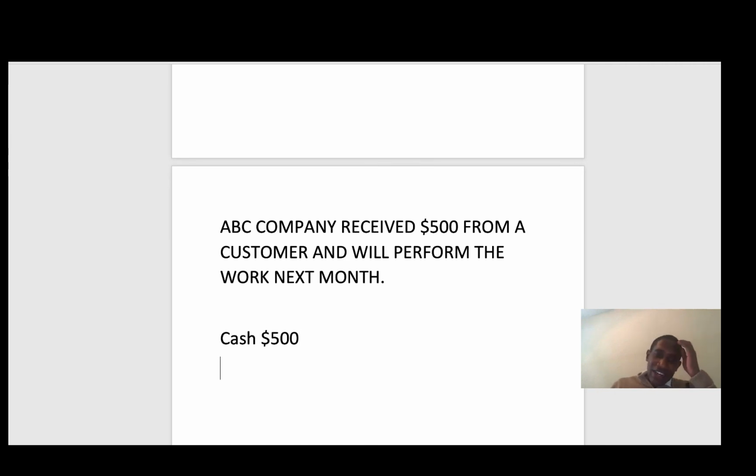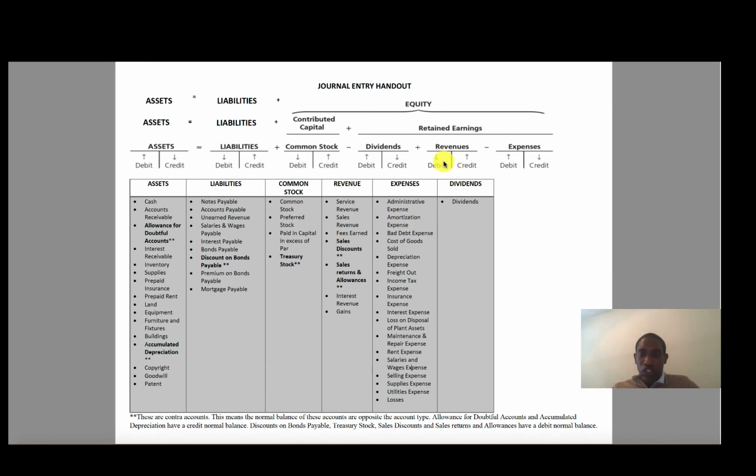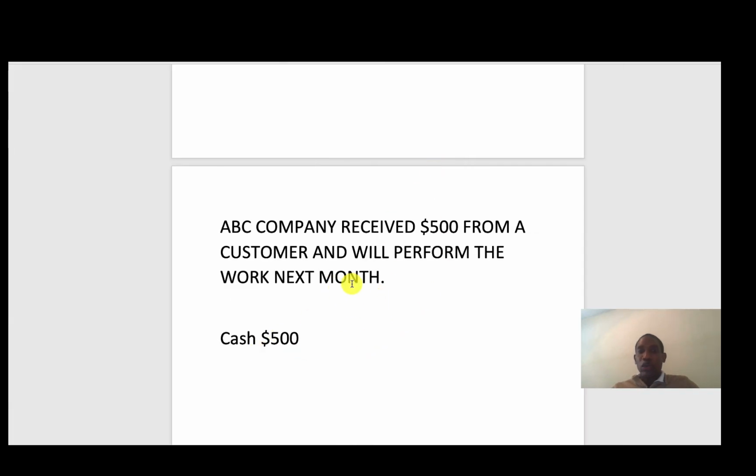Okay, now here is the tricky part. And this is what tricks people up because people say, okay, well, I received $500 and they want to credit service revenue. Because remember, here we have service revenue. That's when you do work. So you would credit service revenue whenever you do work. But did we do work? No, we did not. It says we received $500 from a customer and will perform the work or the services, right, next month. So we haven't done anything. The customer gave us money and we haven't done a thing. We're going to do it next week. Or next month. So what do we record right now?